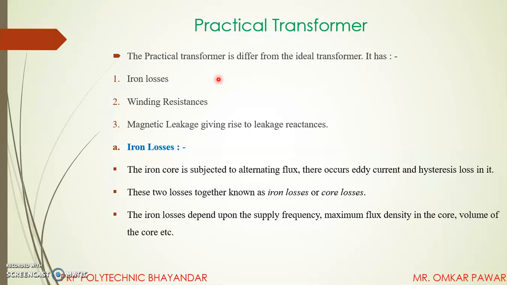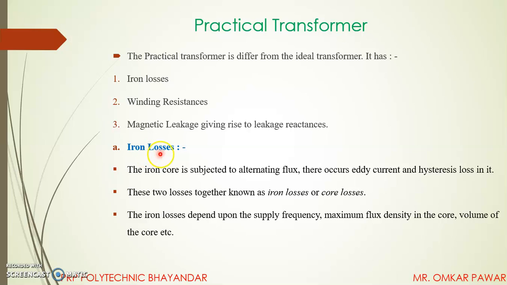So it has iron losses, winding resistance, and magnetic leakage giving rise to the leakage reactance. In case of ideal transformer, these losses, resistances, and leakage reactances we assume zero. But in practical case, we can't ignore these losses, winding resistance, and leakage reactance.